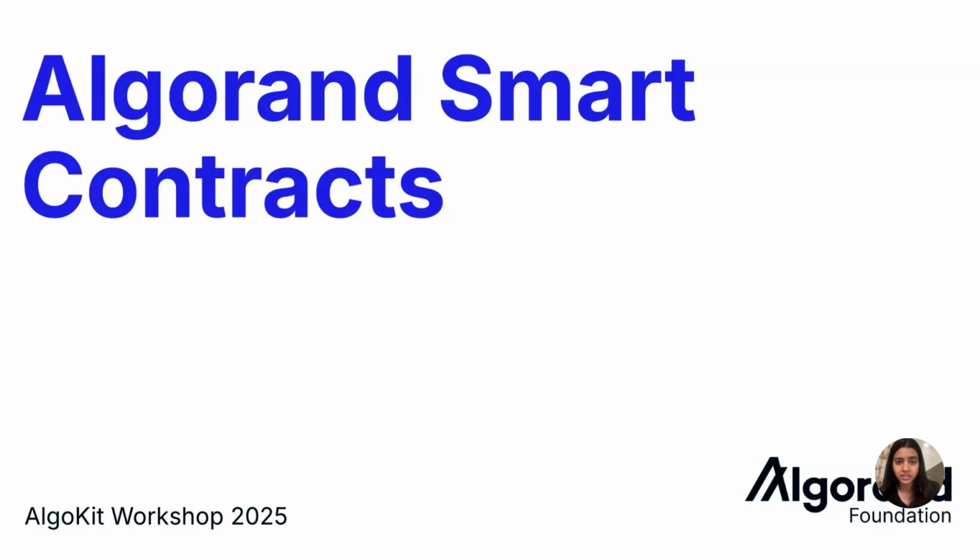In this section, we will cover Algorand smart contracts, the programmable layer that turns Algorand from just a payment network into a full-featured platform for decentralized applications. By the end of this video, you will understand what smart contracts are on Algorand, how they work under the hood, what programming languages you can use to build them, and most importantly, what incredible possibilities they unlock for building real world applications. So let's start.